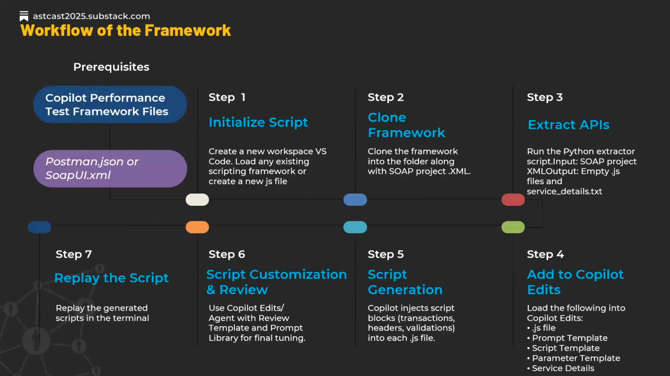Yeah, so to import this framework, what we have to do, right? Let's open a new empty folder in our Visual Studio Code, which is our IDE. Okay, I'm going to clone this framework from GitHub. So this framework is going to be in GitHub. I'm going to clone the framework into my workspace, and then I'm going to copy paste my SOAP project or Postman project into the framework, and then I'm going to add all the files to Copilot edits, and then I'm going to ask it to generate the scripts, and then I'm going to review the created scripts, and I'm going to replay the script. So this is going to be the typical workflow of this framework.